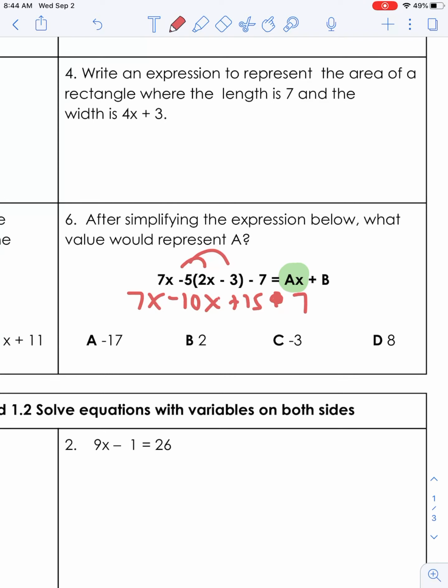Combine your like terms. 7x minus 10x is negative 3x. And then 15 minus 7 is 8. We want the a value, or the piece that has the x. So that would be a negative 3.